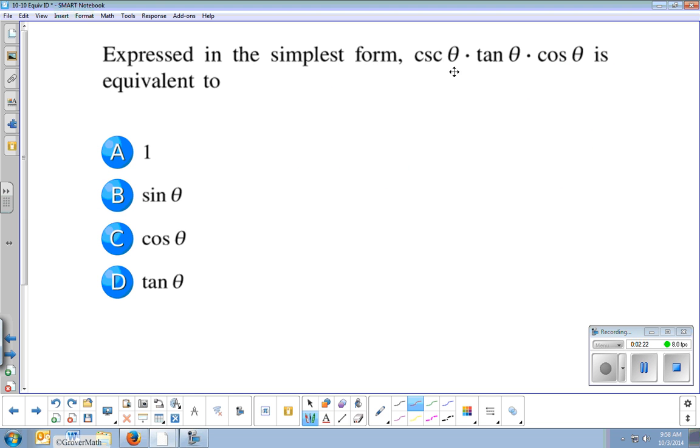What's that equal? This one is 3 of them. Cosecant, that's 1 over sine theta, times tangent, which is sine theta over cos theta, times cosine theta, which is already cosine, but I'm just going to put it over 1 because everything else is a fraction. I can cross these out. I can cross these out. So what's left? 1 over 1.